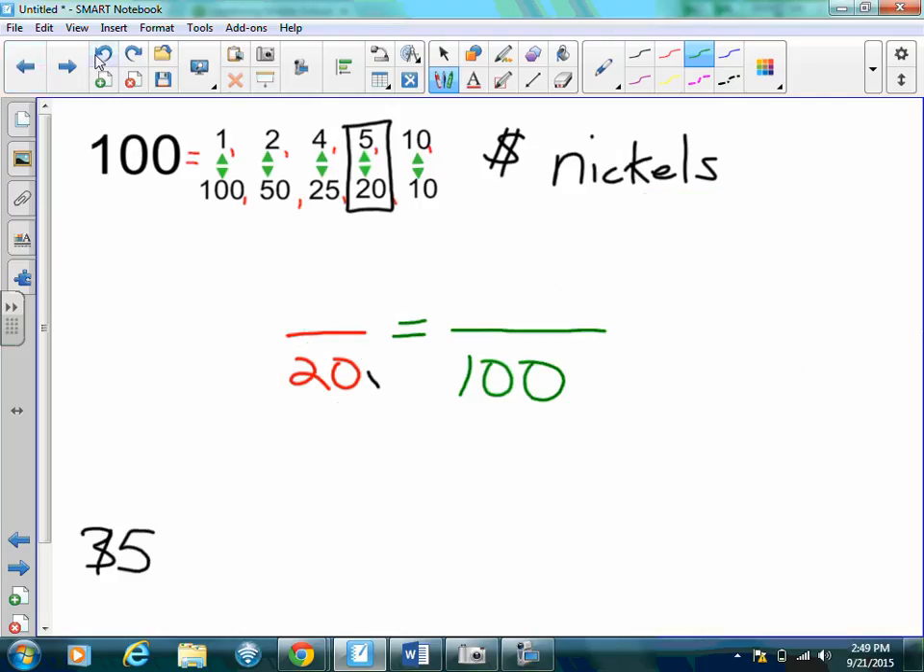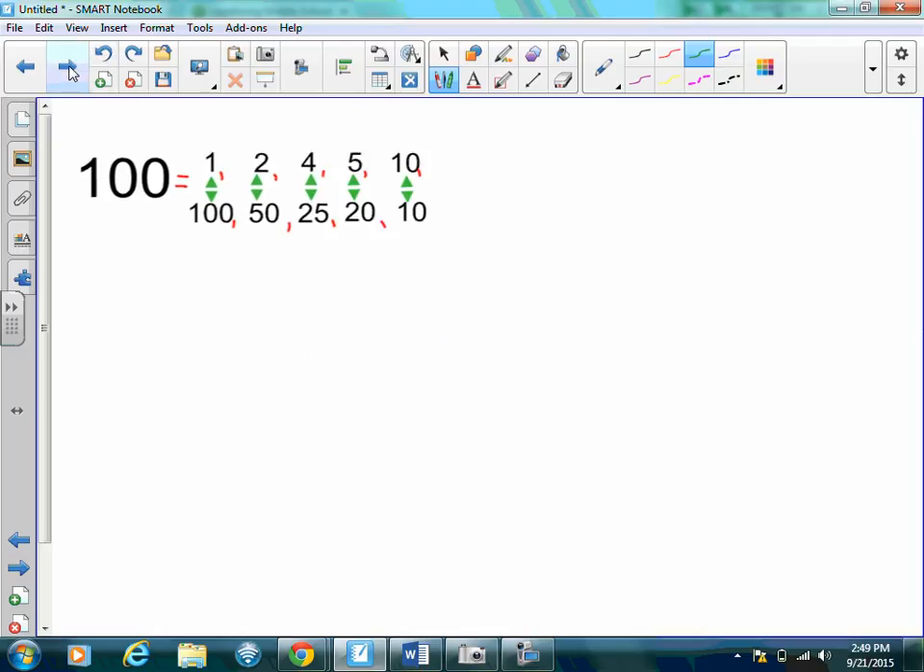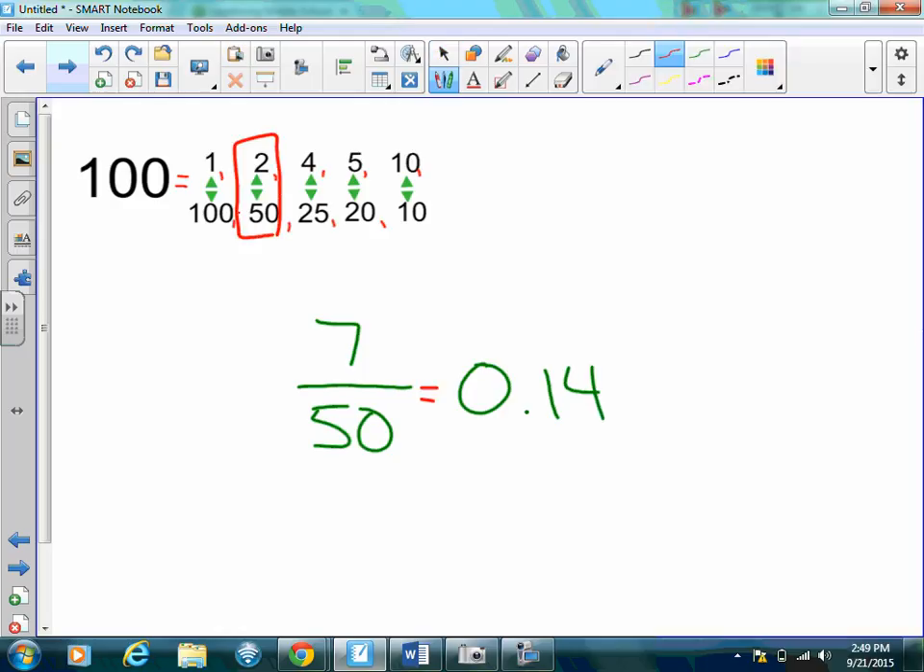But this time, I'm not going to use my fraction of 100. Okay. This time, I'm just going to write this down. 7 over 50. I know for a fact it's going to be 14 cents. And the reason why is this. Here's the 50. What goes with the 50? 2. 7 times 2. And let's take a shortcut. Pretty good? Let's do another one with 50.